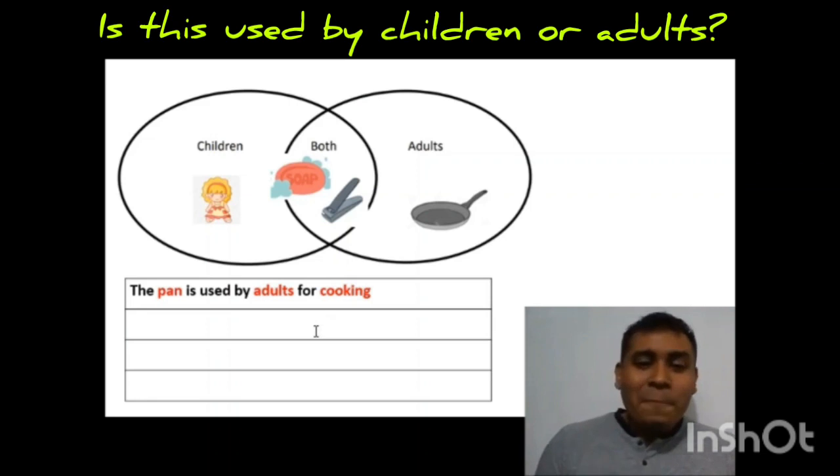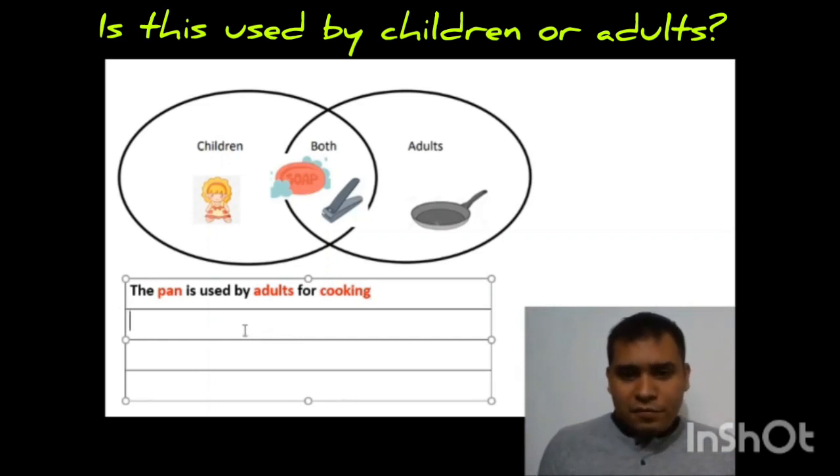That's very good. Now that we have made this Venn diagram, I'm gonna make 4 sentences with the Venn diagram. Okay? Are you ready for it? The first one is like this. The pan is used by adults for cooking. Very good. We had made the first sentence.